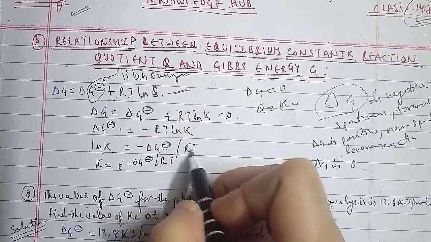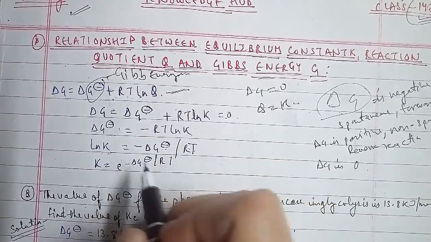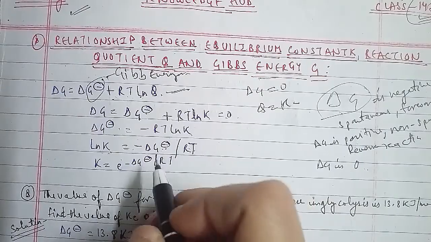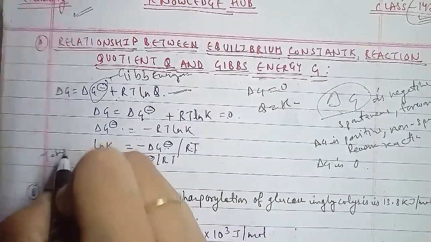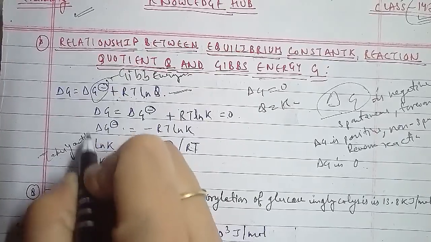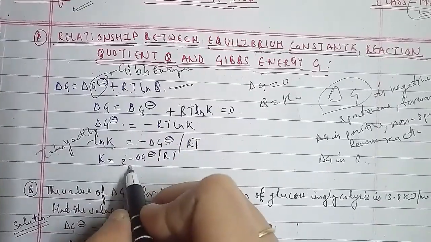Taking the anti-log, we'll find K equals e to the power minus delta G standard, that is of Gibbs energy, by RT. This is what we will find, right.